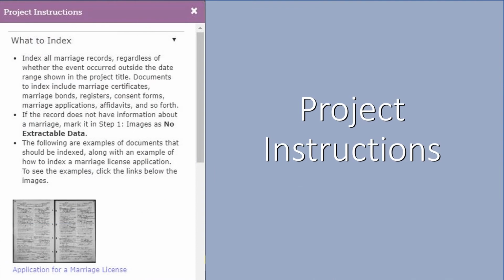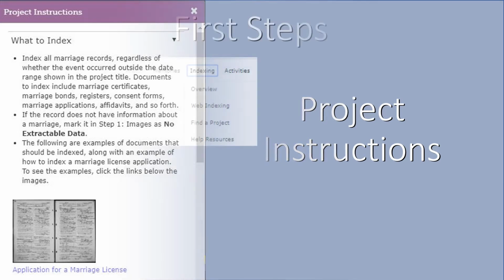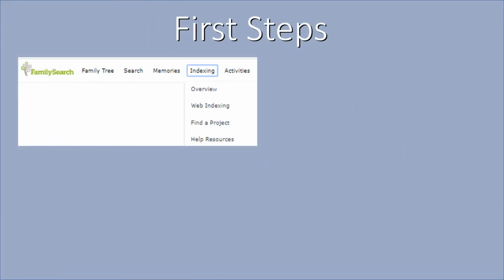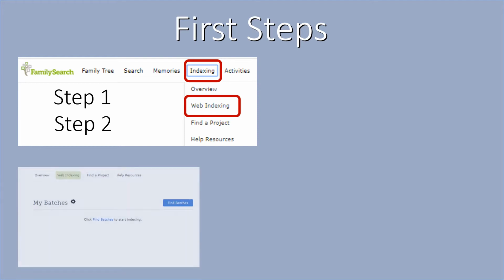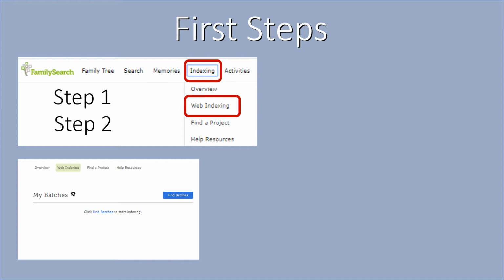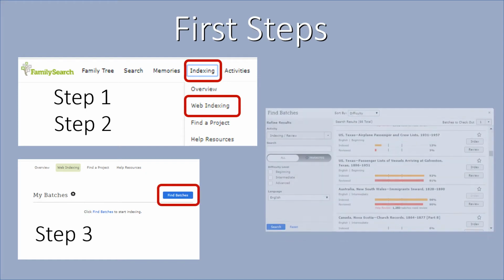Remember to read the project instructions each time you start a new type of record. Look for the top menu in FamilySearch that says Family Tree, Search, Memories, Indexing. Click on Indexing. The second step is to click on Web Indexing in the drop-down box. You should get a screen with Find Batches. Step 3 is to click on Find Batches. A new page should appear.